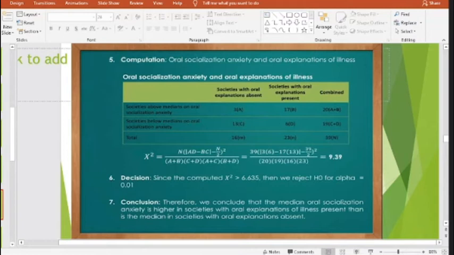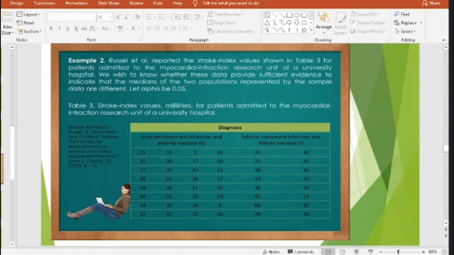So another example: Russell reported the stroke index values shown in the table below for patients admitted to the myocardial infarction research unit of a university hospital. You wish to know whether these data provide sufficient evidence to indicate that the medians of the two populations represented by the sample data are different. So let alpha be 0.05. This is the table shown below.